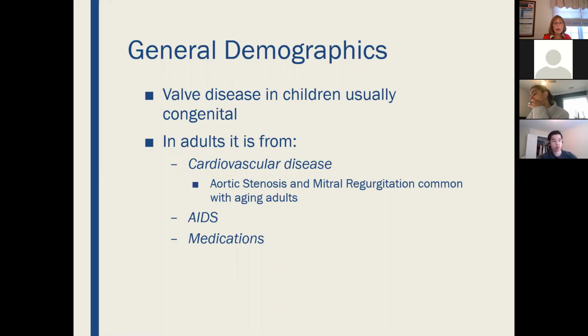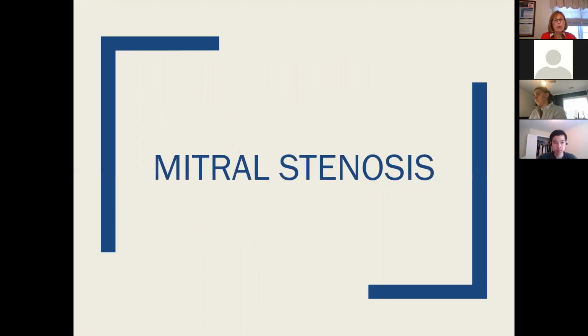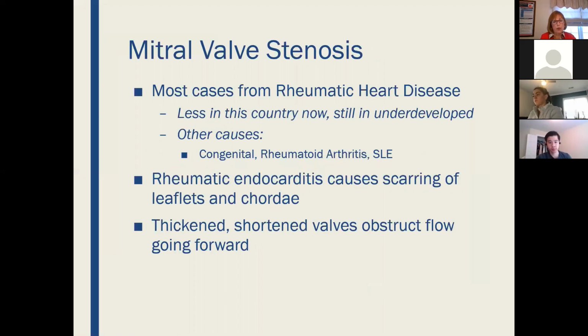Okay, so aortic stenosis and mitral regurgitation are going to be common with those aging adults I talked about. As you age, your valves don't work as well. They start to fray, and they're just fragile like everything else. Like your cartilage gives out, your valves can give out. And because of that, as these people get older, they get more prone to these problems and end up having surgery. All right, so let's talk stenosis first.